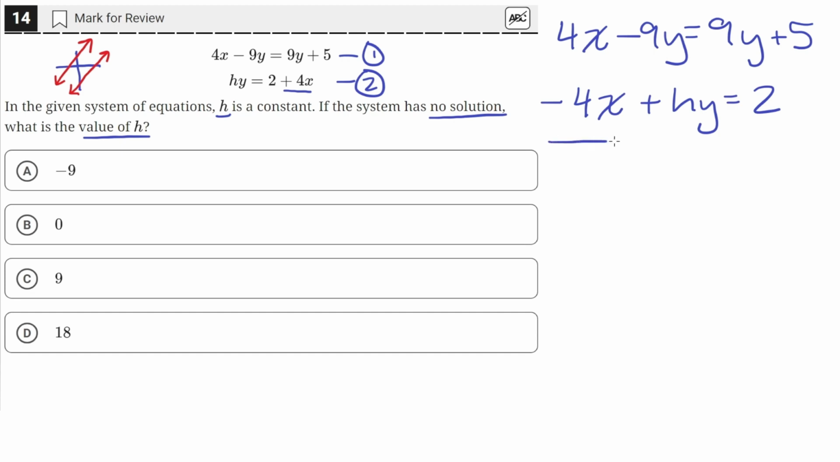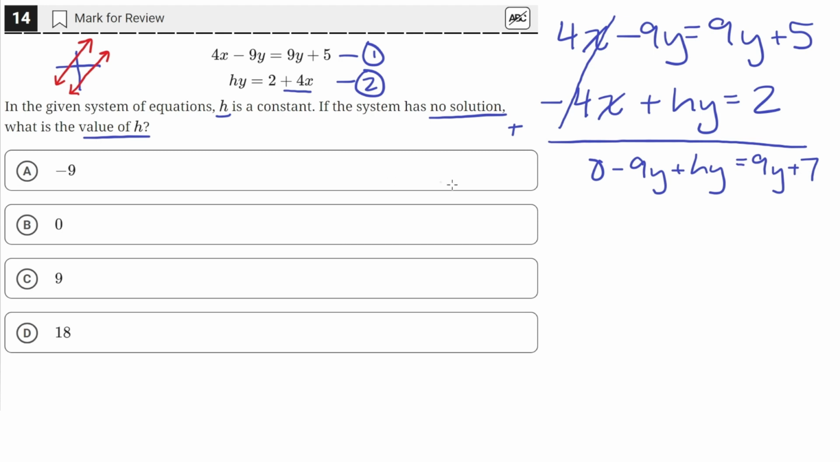Okay, so now let's just eliminate the x variable by adding these two equations together. We can do that since these are equations, that means these sides are equal, and since you're adding equal quantities to both sides, you're not changing the equation. So it still remains true. So 4x plus negative 4x is just going to be 0, so that cancels out. And then negative 9y plus hy. So we're going to have a negative 9y plus hy. Then we'll have a 9y on this side. And then we'll have a plus 7.